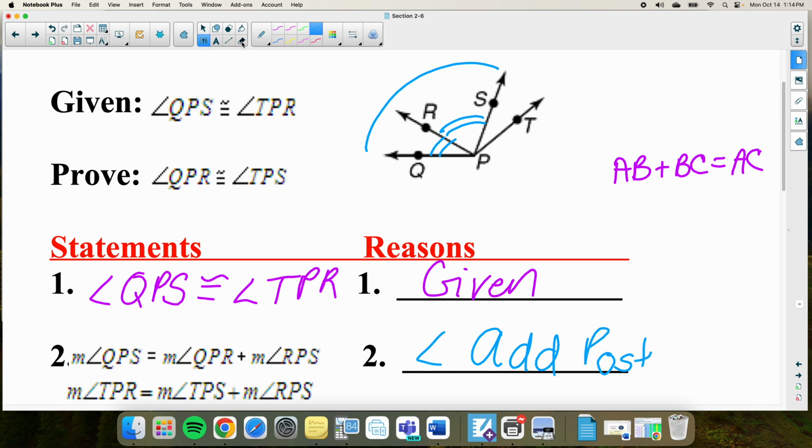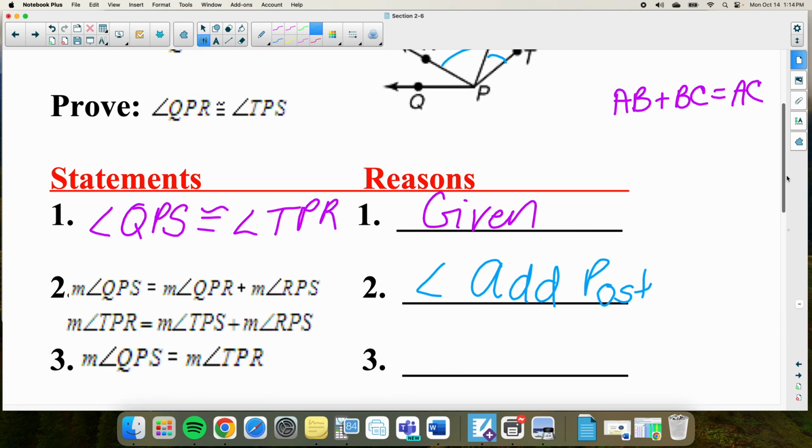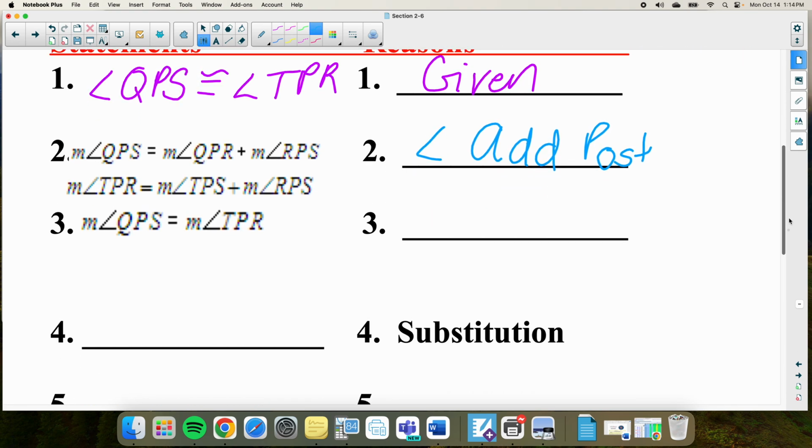Then I also have that they did that with the angle TPR. So angle TPR is this angle, and they're saying that would be equal to TPS plus RPS. So those are both by angle addition postulate.